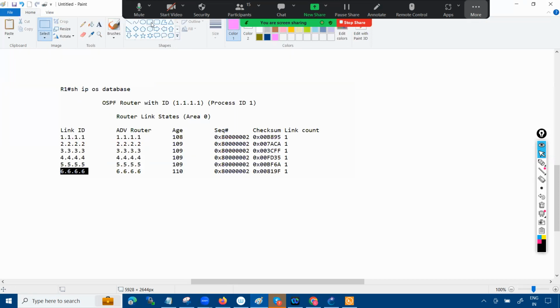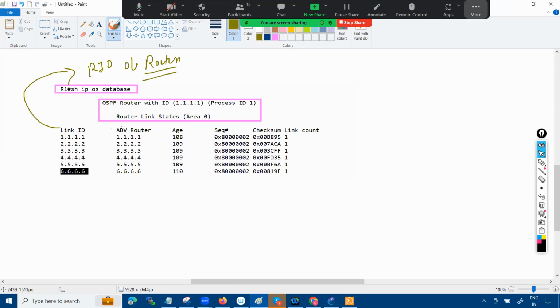So that's the command to check the OSPF database table. This is the OSPF router ID 1.1.1.1, I'm looking at router number 1. This is area 0, right? So this link ID that you can see first, in the router LSA, the link ID is the router ID of the router.